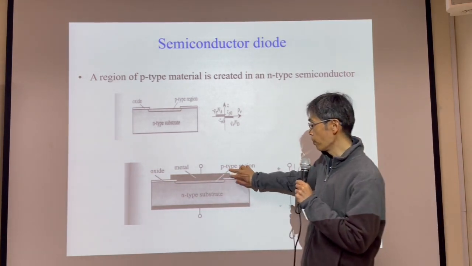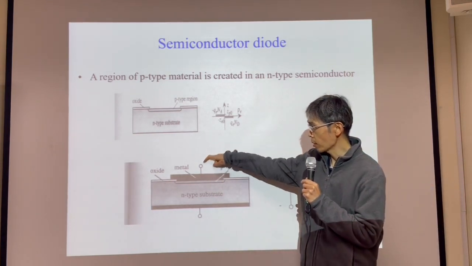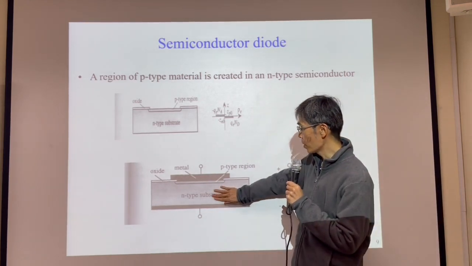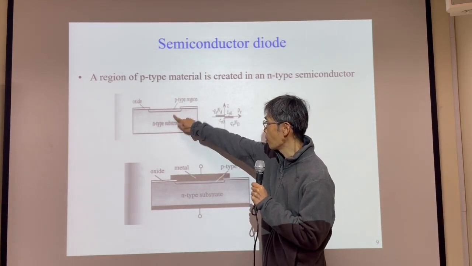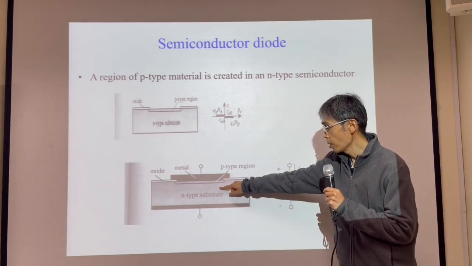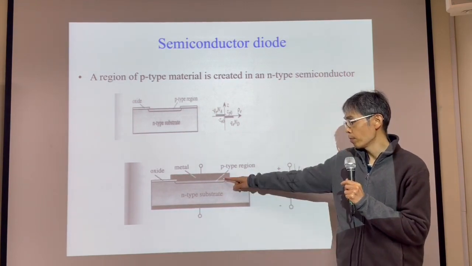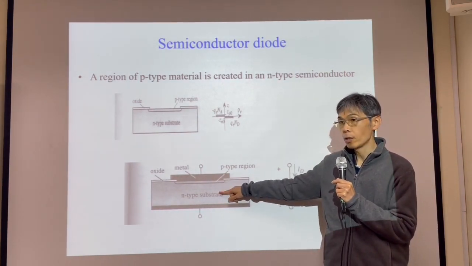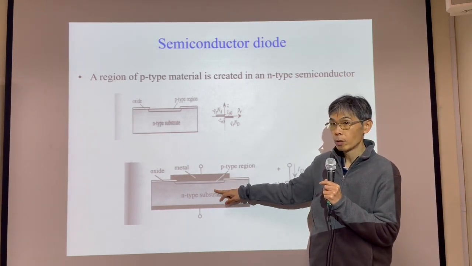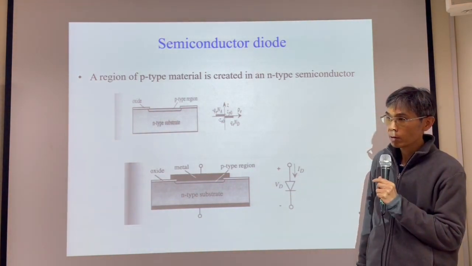Then after that, we put metal. So metal is a contact pad. We can put contact. Okay, this is N-type substrate, then p-type region. And this is the PN. So PN, what do we call this? One slide ago, what's the name for this? PN junction.